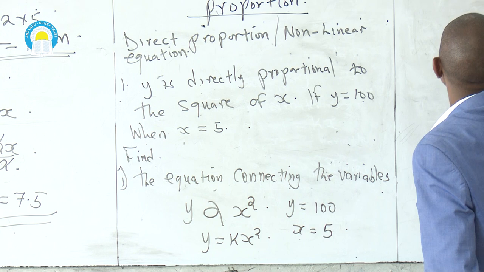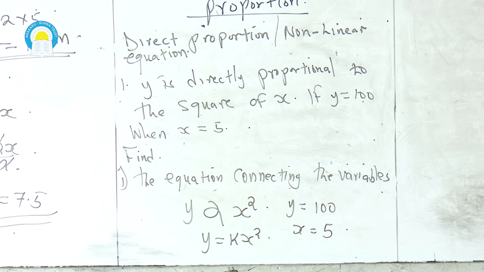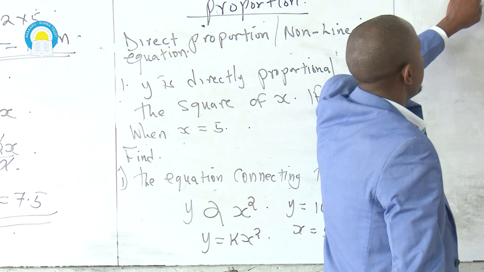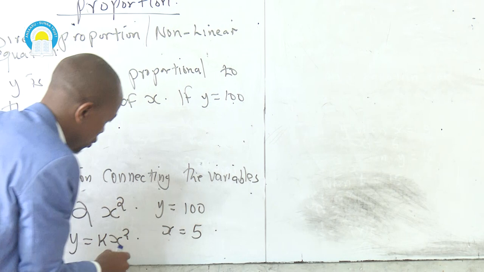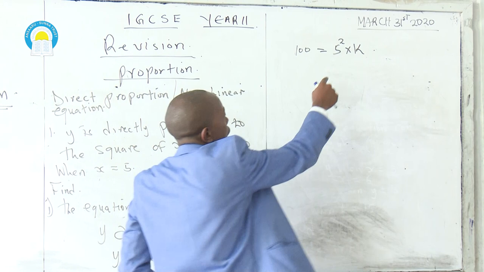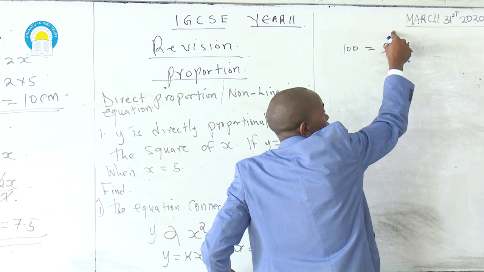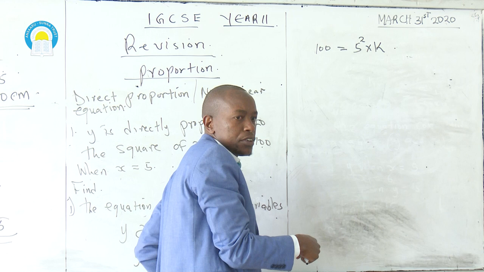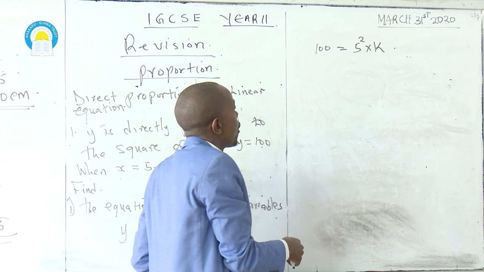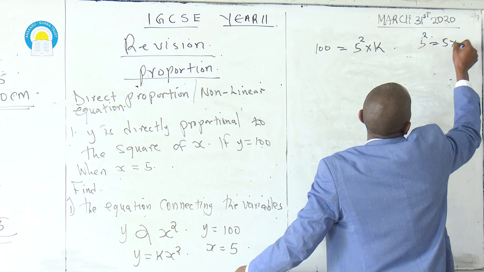100 is equal to 5 squared times k, because 5 is the value of x, and x is squared. Now, if we square 5, it will give us 5 times 5. The power tells us how many times the base repeats itself. The laws of indices, go check on that. It is 5 squared, which is 5 times 5.